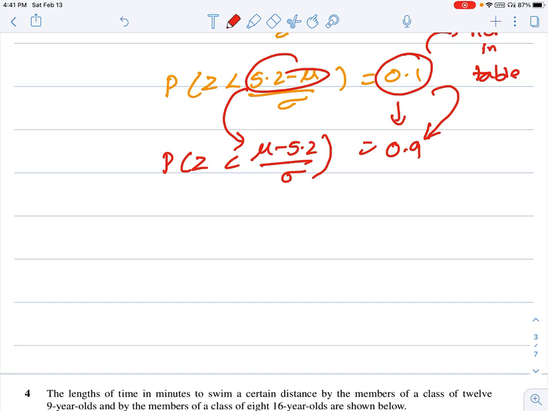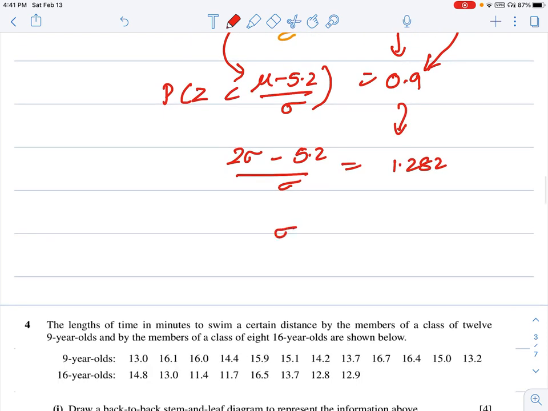Check from the table, mu value is (2 sigma minus 5.2) divided by sigma. This from the table gives me 1.282. So from there, 2 sigma minus 5.2 is equal to 1.282 sigma. So 2 sigma plus 1.282 sigma is equal to 5.2.